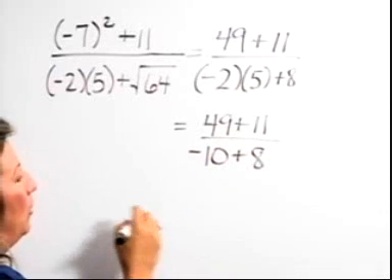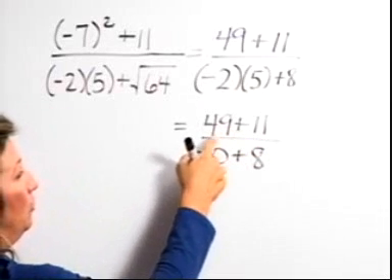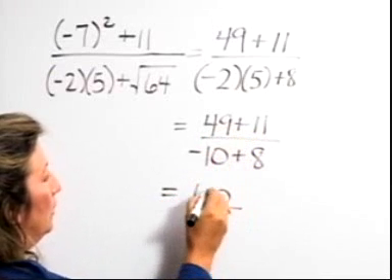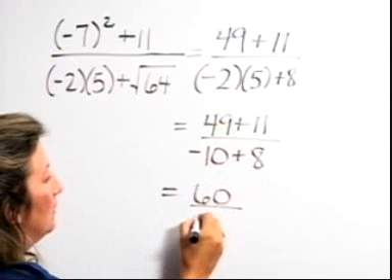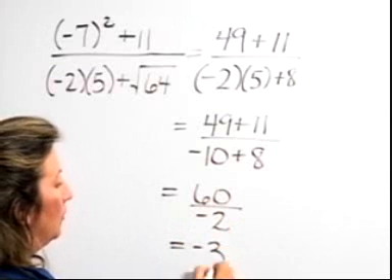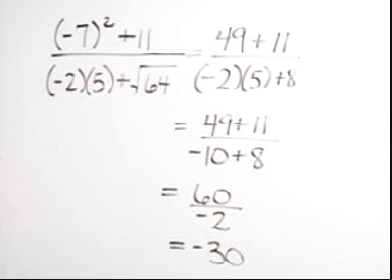Now we'll simplify our addition and subtraction. 49 plus 11 is 60 over negative 10 plus 8 is negative 2, and 60 divided by negative 2 is negative 30. So our answer is negative 30.